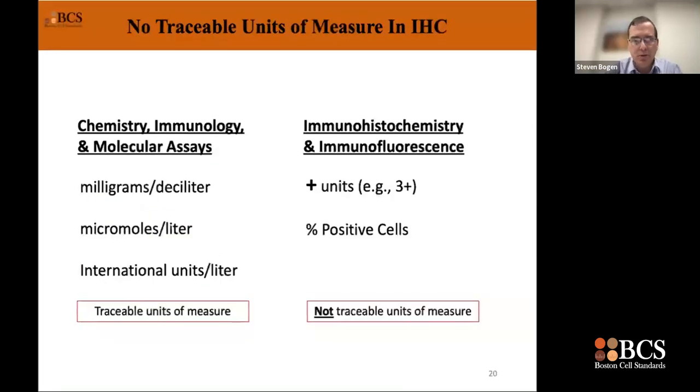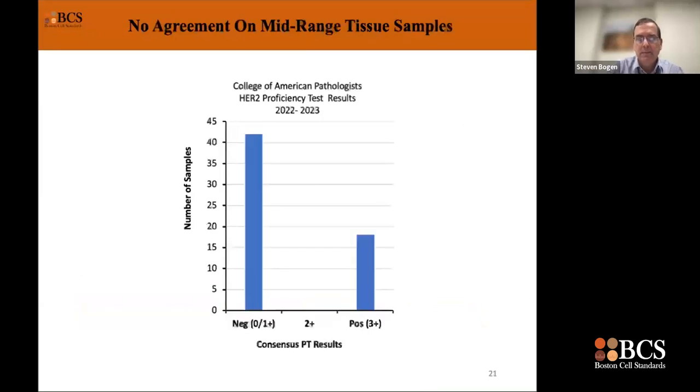I don't know if you've ever noticed, but there are no conventional units of measure in immunohistochemistry. The table lists several examples of units of measure in laboratory medicine on the left, all of which are linked to a primary reference standard. In IHC, we have some units of measure, but none of them are traceable or linked to the underlying concentration of the analyte. These are relative units based on morphologic descriptions. As a result, mid-range IHC measurements are inherently unreliable.